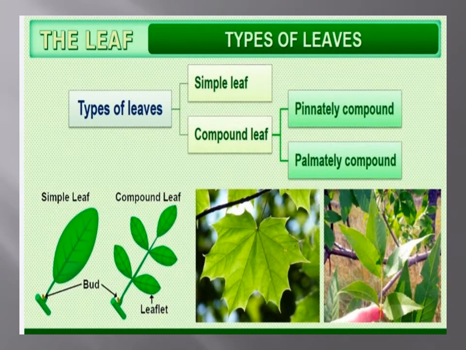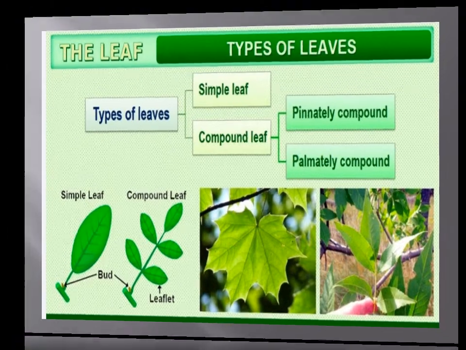Types of leaves. There are two main types of leaves on the basis of the incision of lamina. They are divided into simple leaves and compound leaves. Compound leaves are further classified into two types, pinnately compound and palmately compound.